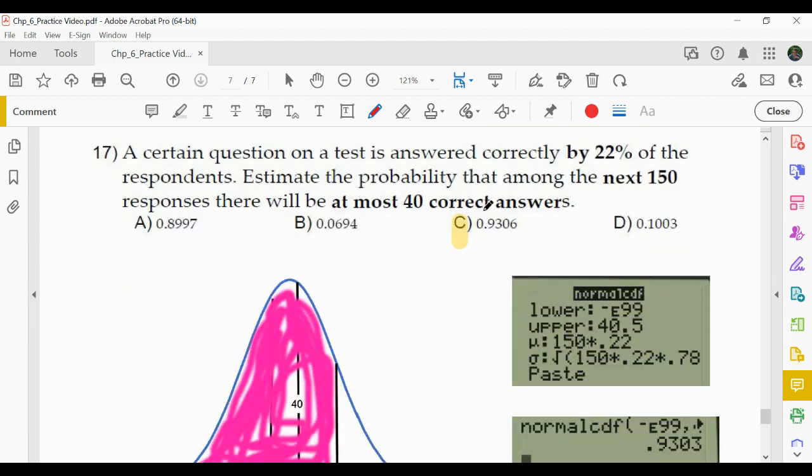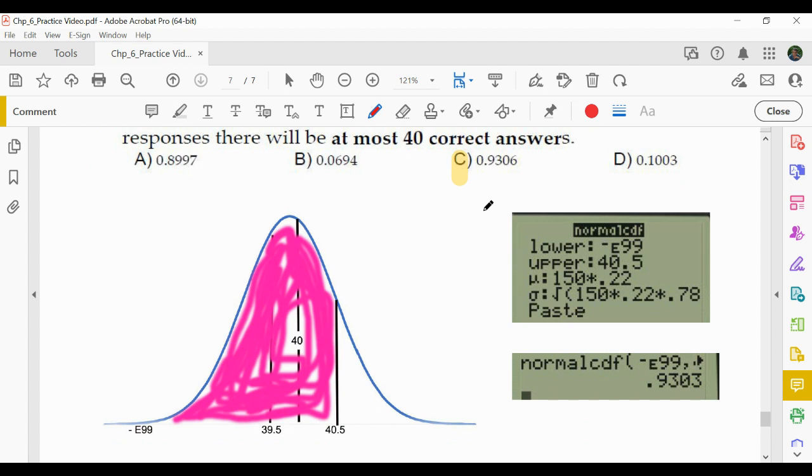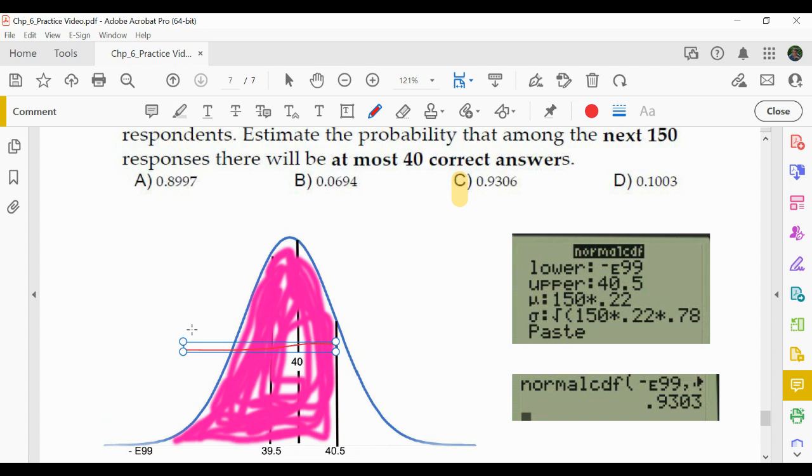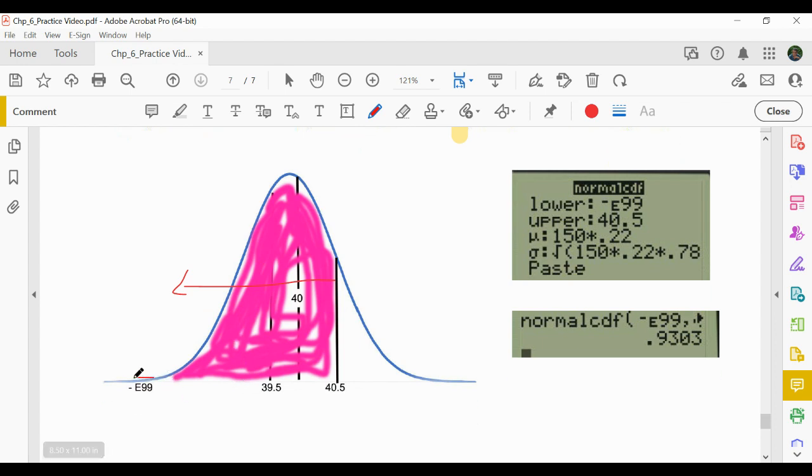Calculator. At most 40 includes 40. All right, at most 40. Above 40 is no good. So my low bound here, after subtracting and adding 5/10, at most 40, I knew I was going to my left all the way out to my lower limit of negative E99, and at most 40 includes 40, so I had to start here and go to my left. So there's my low bound.